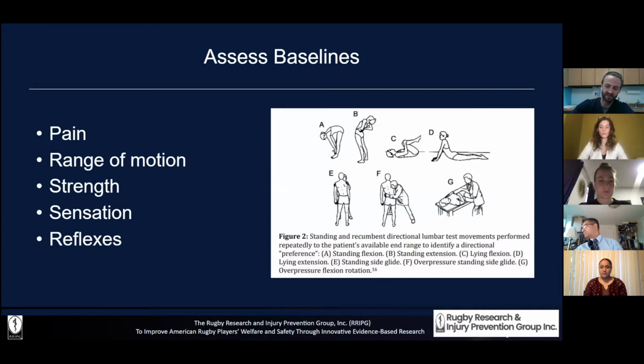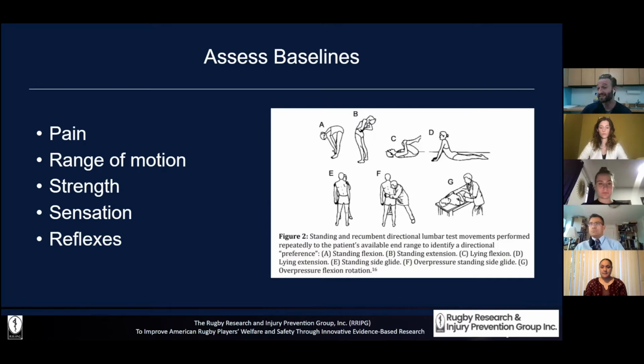I'm assessing baselines. I'm asking the patient how much pain they're in at that moment, right? What's their baseline pain just sitting there in the treatment room, talking to me, sitting in the chair. Then I'm going to take a look at what their range of motion is. A lot of these things are going to look similar to that picture on the screen there. I'm going to ask them to bend forward, bend backwards. I'm going to ask them to shear their hips from side to side.